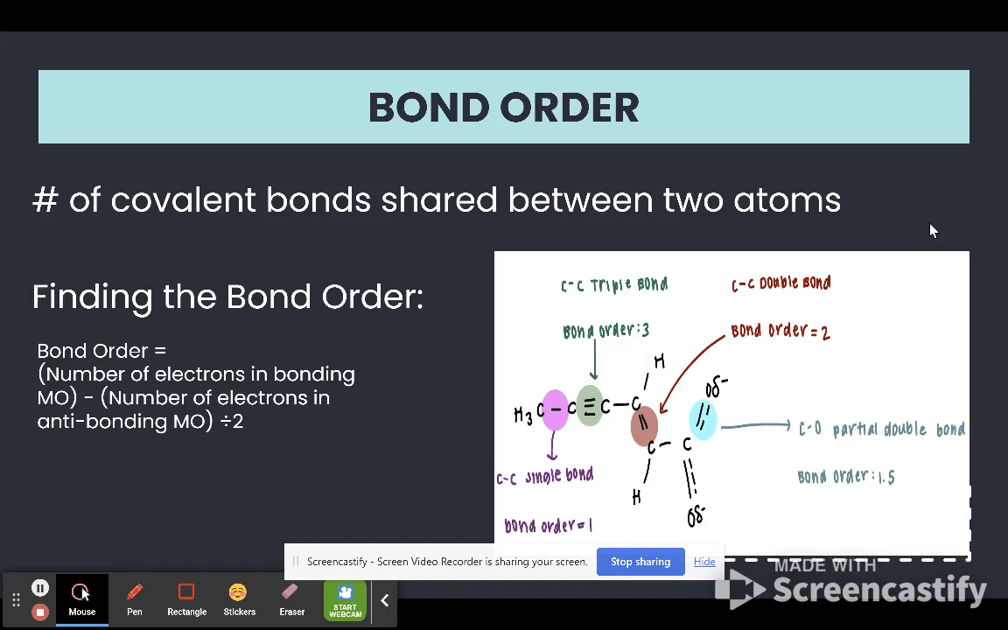Hi, my name is Raneen. The bond order is the number of covalent bonds shared between two atoms. In a single bond, there is one sigma and zero pi bonds, but as the bond order increases, more pi bonds are added. For instance, in a double bond, there is one sigma and one pi bond, while in a triple bond, there is one sigma and two pi bonds.